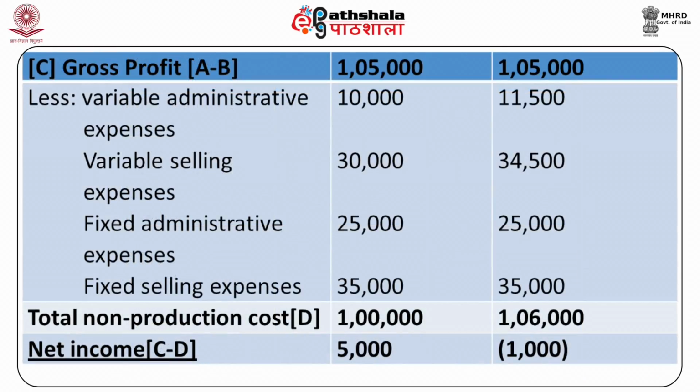C gives us gross profit, which is A minus B, this is 1,05,000. Less variable administrative expenses, which is 10,000, variable selling expenses 30,000, fixed administrative expenses 25,000, and fixed selling expense 35,000. This gives us total non-production cost D, which is 1 lakh. Net income is C minus D, which is 5,000.